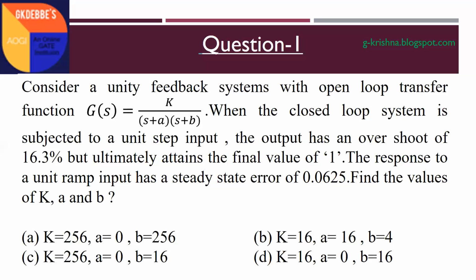We are given an open loop transfer function of a unity feedback system as G(s) = K / ((s + a)(s + b)). When the closed loop system is subjected to a unit step input, the output has an overshoot of 16.3%, but ultimately attains the final value 1. The response to a unit ramp input has a steady state error of 0.0625, and we are asked to find the values of K, A and B to meet the data. Okay, let's go for the solution.